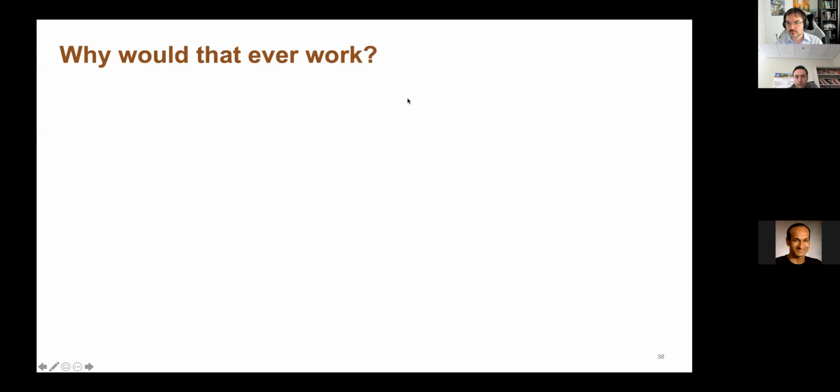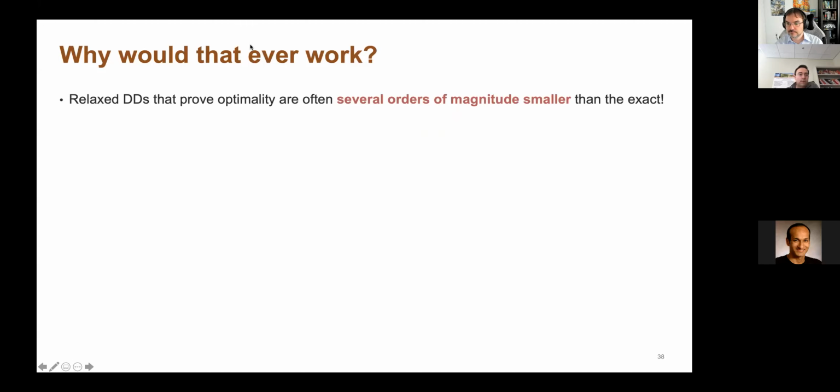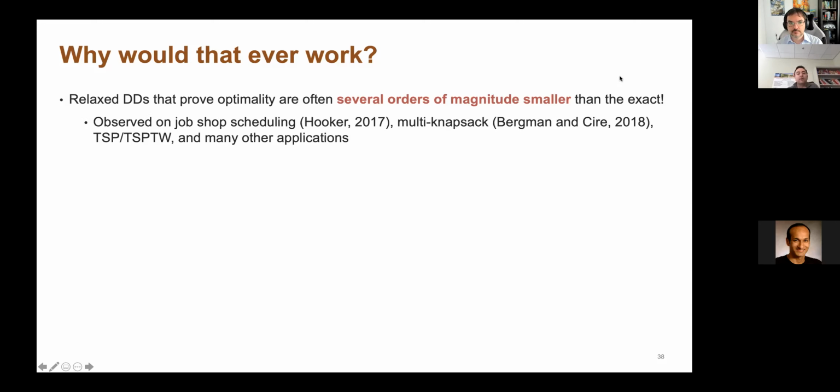I think there was maybe another question. Okay, good. So yeah, I mean, I guess the question is why would that ever work? And what we do know, at least computationally, is that relaxed DDs that can prove optimality are often going to be several orders of magnitude smaller than what an exact decision diagram would look like. And actually, it's very simple to create a relaxed decision diagram that provides exactly the same bound if it's a linear optimization problem, really kind of ignoring feasibility in some sense. But the idea is that the relaxed DDs can be quite small and still provide really, really good bounds. And we've had this for a lot of different applications, job shop scheduling, multi-knapsack problems, TSPs and TSPs with time windows, but other applications as well.